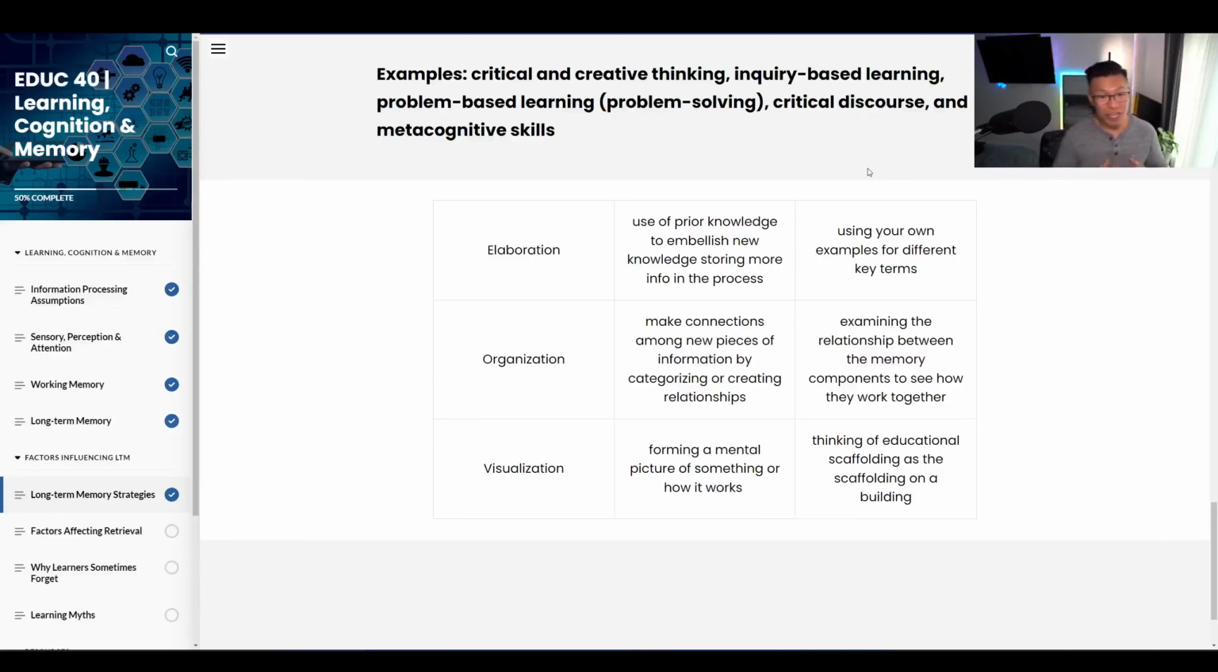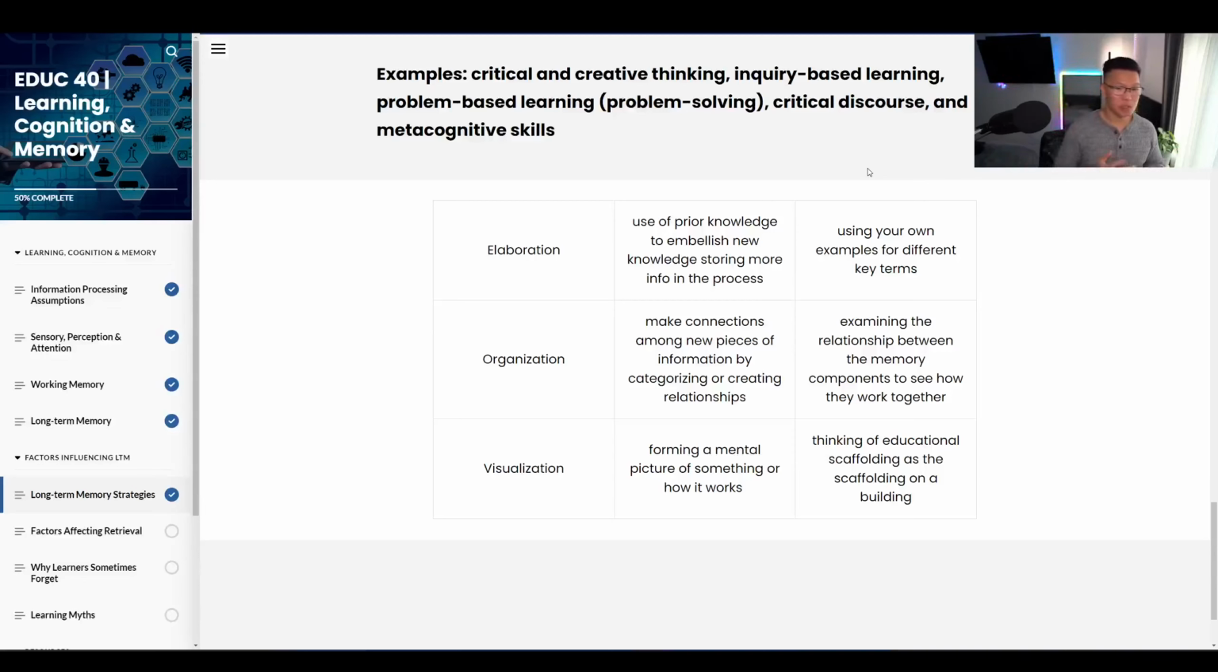Organization is where we're making connections among new pieces of information by categorizing or creating relationships. One of the things that you could do is when you're creating flashcards, or maybe using some of the interactive flashcard decks that I have, you might group certain elements or concepts together in a particular key area that makes it more meaningful. An example of that is examining the relationship between the memory components to see how they work together. So sensory register, working memory, long-term memory, grouping them into specific categories to see how they then fit within the bigger picture.